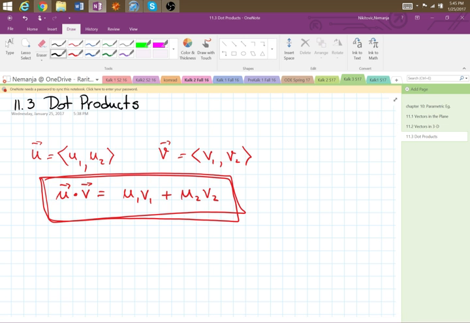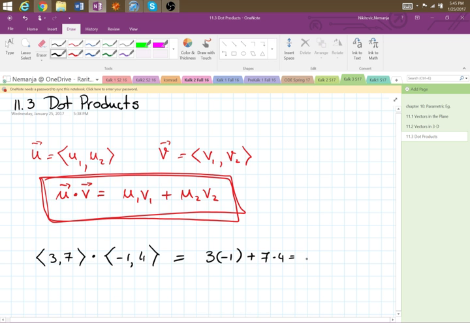Very straightforward to compute. Let's say you have a vector 3, 7 dotted with the negative 1, 4. You will say 3 times negative 1 plus 7 times 4, that's negative 3 plus 28 equals to 25.